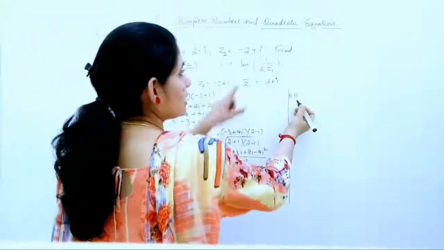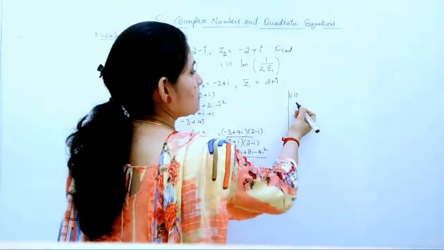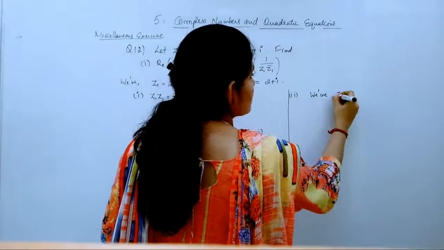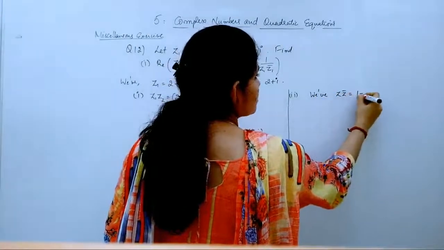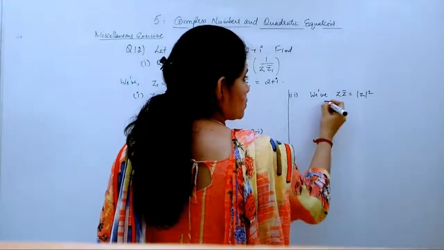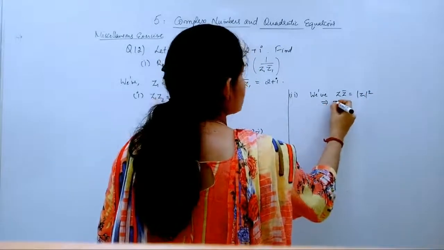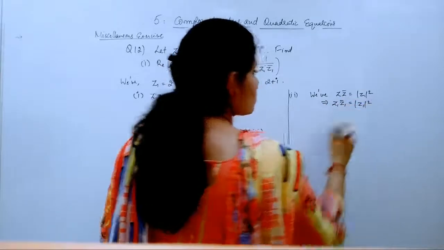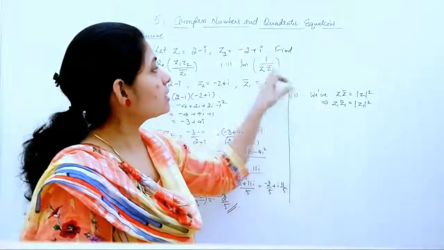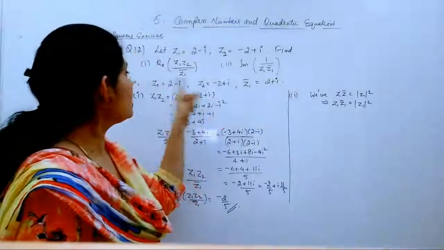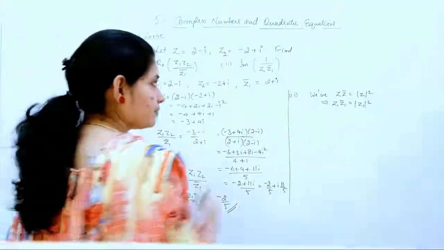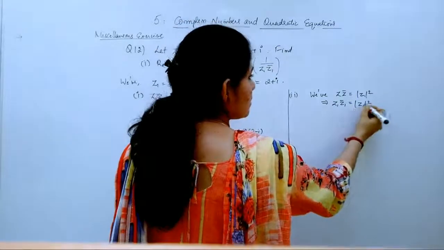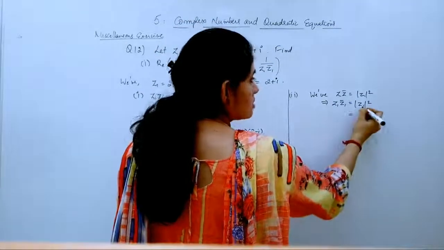Now the second part is the imaginary part of 1 by Z1, Z2 bar. We have the property Z Z bar is equal to mod Z square. So that Z1 bar will be mod Z1 square, right? So instead of finding Z1 bar, we can just find out what is your mod Z1 square.